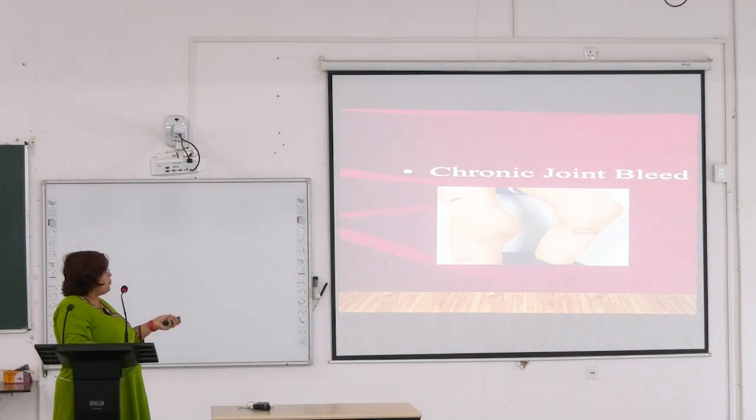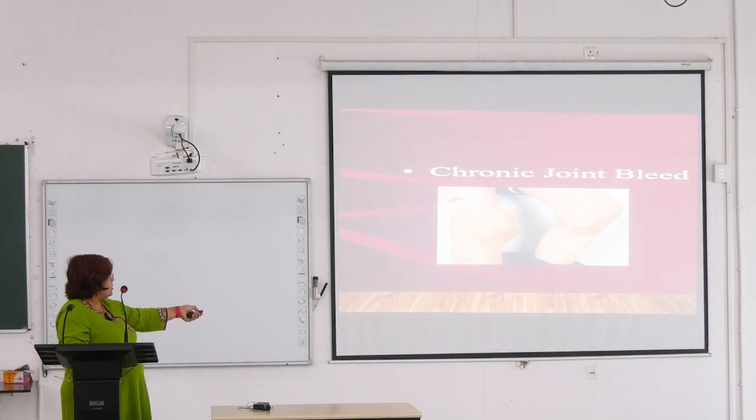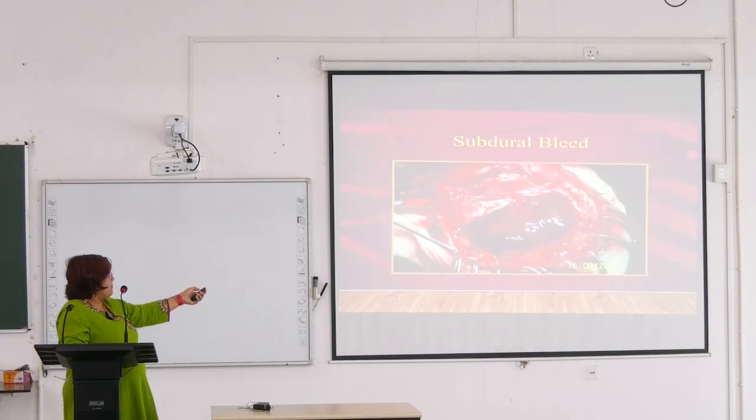Now this is the picture showing how a joint bleed looks. This is the knee joint of a hemophilic patient. You can see the swelling, you can see the bleeding here, and you can see how the joint is swollen, red and inflamed. This is a picture of chronic joint bleed. This is a picture of subdural hematoma, which is very dangerous. And when you open the dura, you see this kind of hematoma in case of hemophilia.